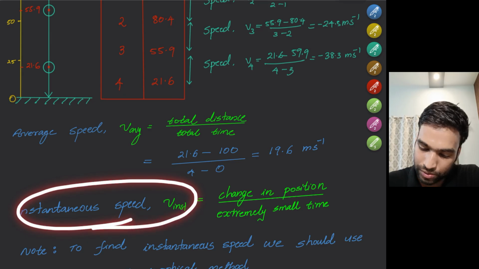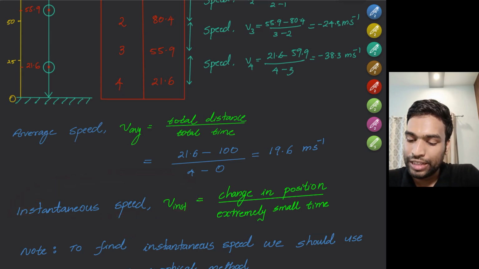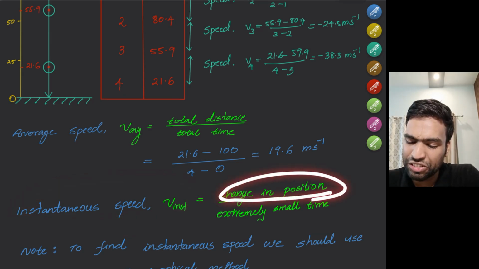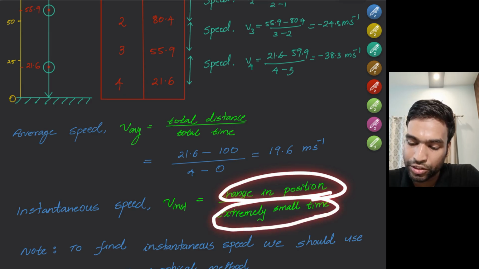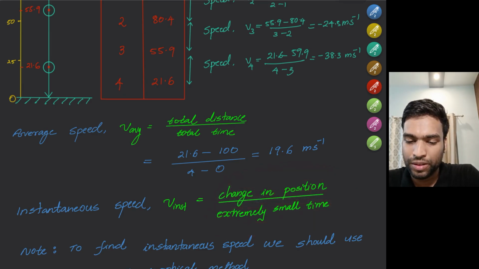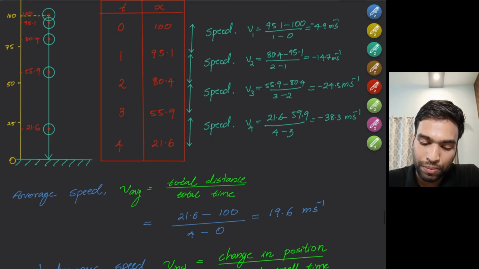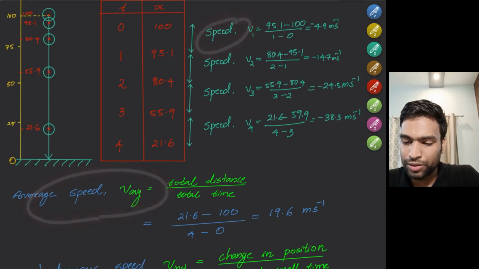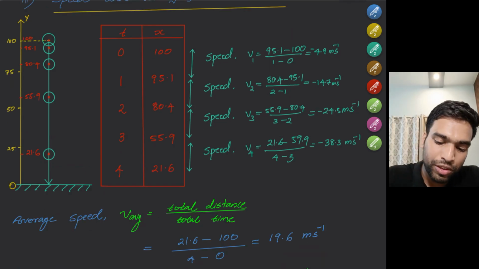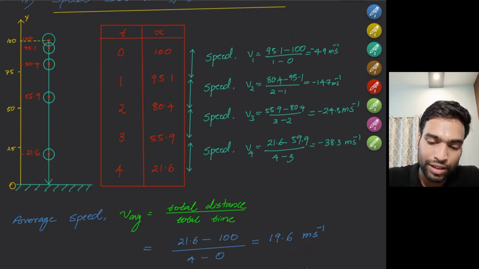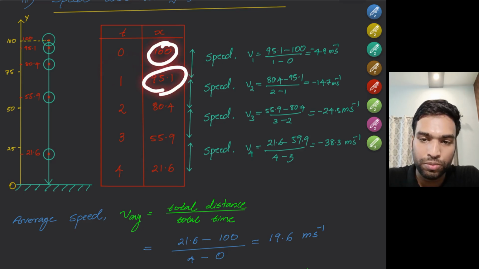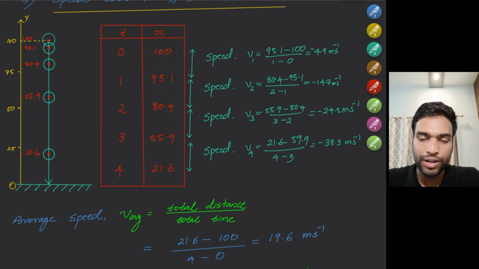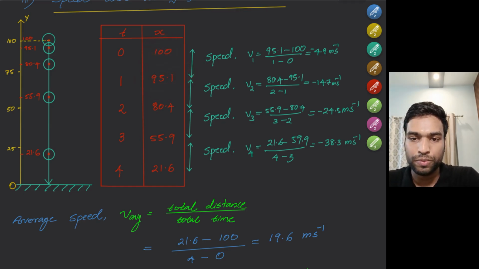V inst is given by change in position divided by extremely small time duration. Oh, what is that? See, if you compare the average speed with this speed, you can see the values don't match. This time duration you just reduce, maybe like 0.01, and find the corresponding change in position. Then if you divide it, you will get the instantaneous speed.